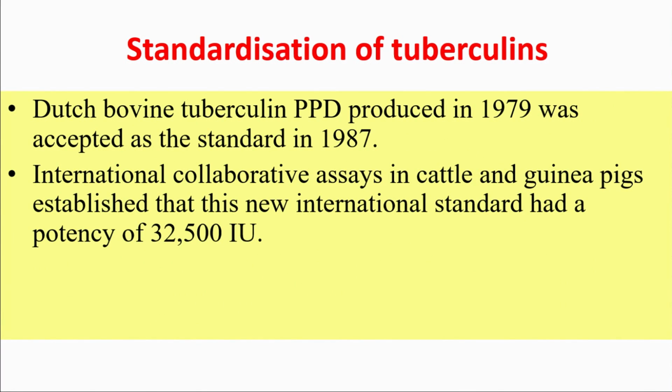I'm going to skip through a lot of the production and the history of tuberculins. It's not part of this talk. So in the late 1980s, Dutch standard PPD was accepted as the international standard, and that had a potency of 32,500 units.